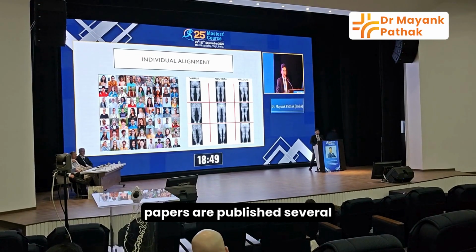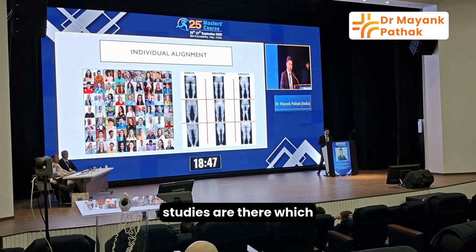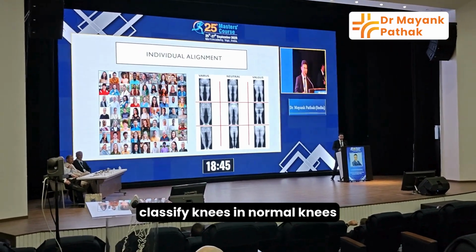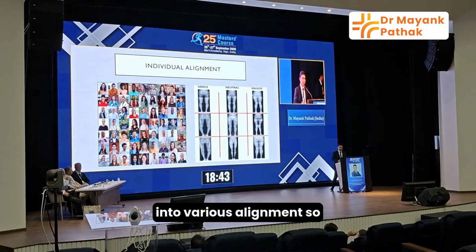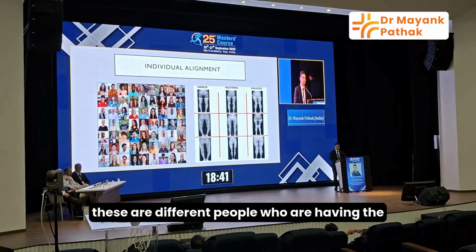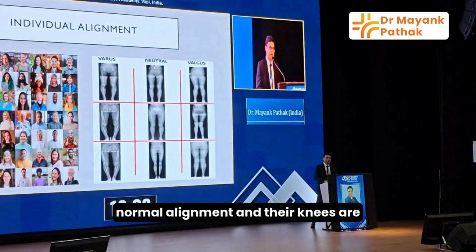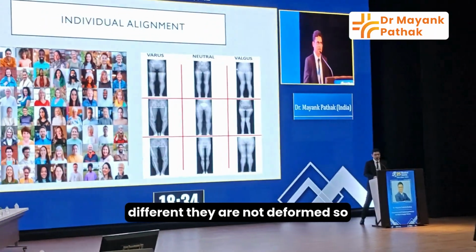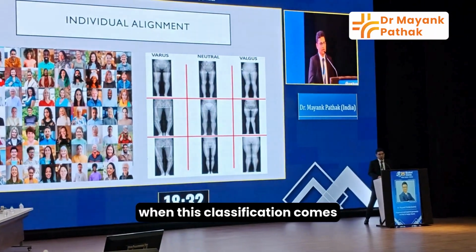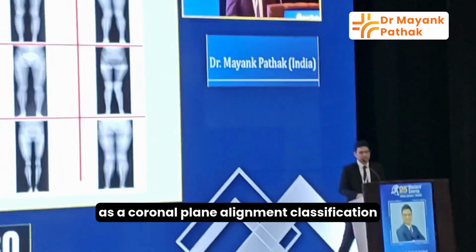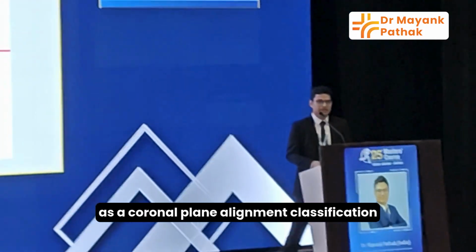Papers are published, and several studies classify normal knees into various alignments. These are different people who have normal alignment, and their knees are different; they are not deformed. So this classification comes as a coronal plane alignment classification.